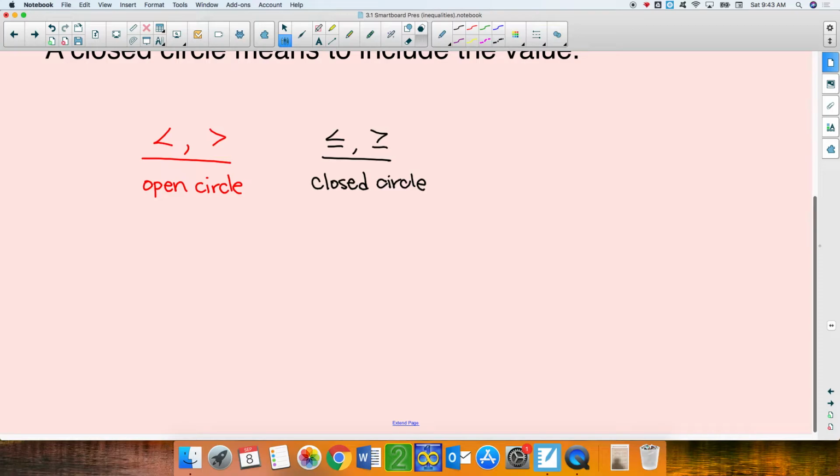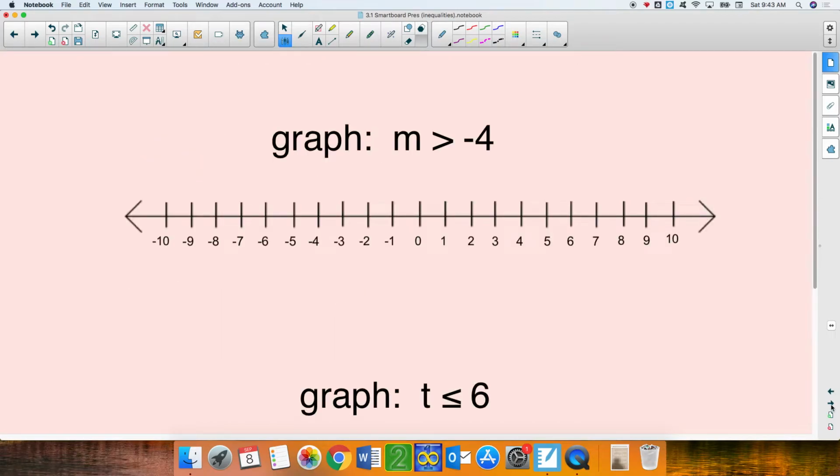Okay, the second part of graphing is knowing which way to shade. So if it's a less than symbol, we need to shade to the left where the values are less. If it's a greater than symbol or greater than or equal to, we're going to shade to the right. So it's important when graphing, you need to know when to do open and closed circles and shading which direction.